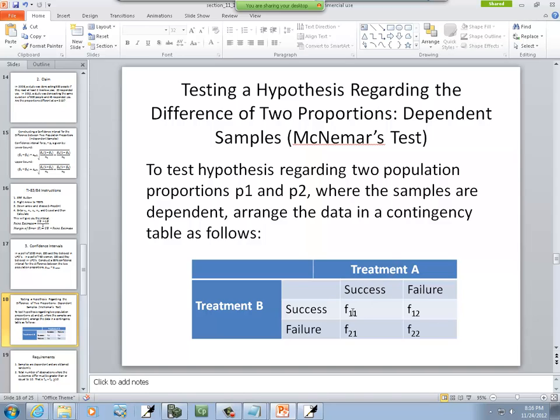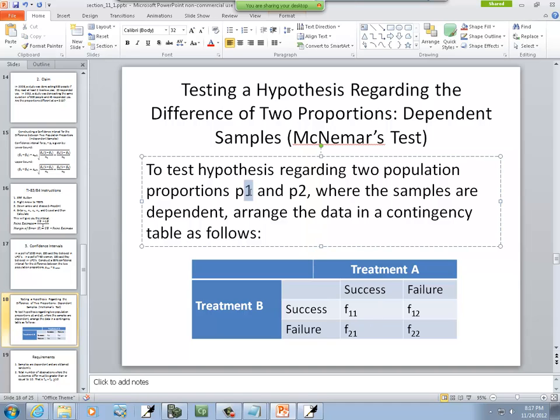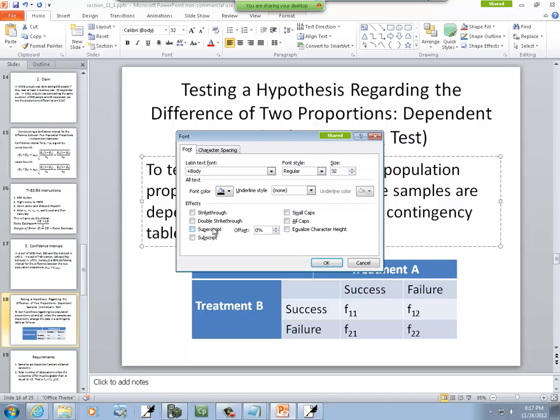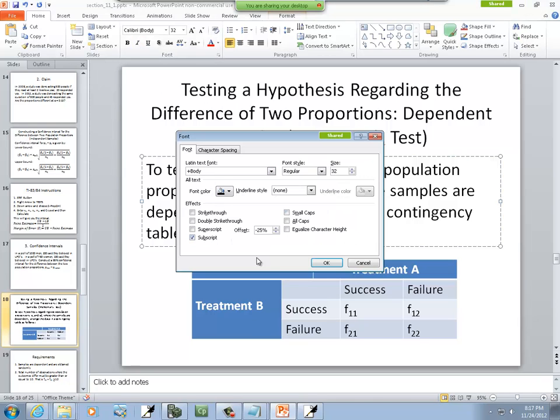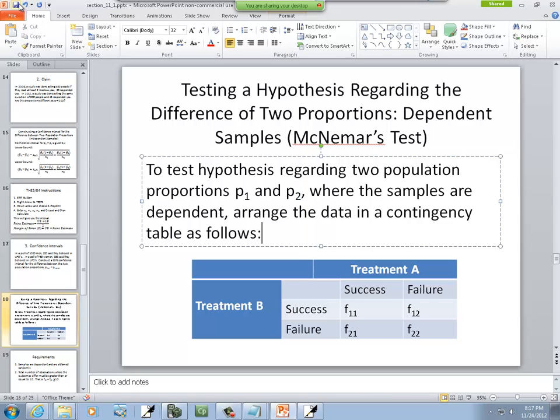So this f11 here refers to both of them worked. The treatment A was successful and treatment B was successful on both arms. Or the f12 was treatment A failed and treatment B succeeded. So you can see all the different possibilities there. Now to test the hypothesis regarding 2 population proportions, p1 and p2, that should be p sub 1. I'll eventually have it perfect. Subscript. There we go. Save that.